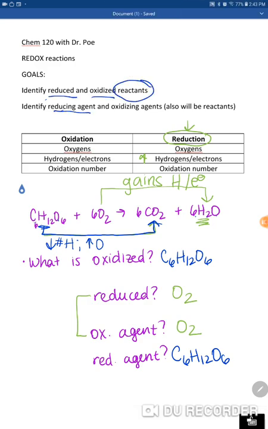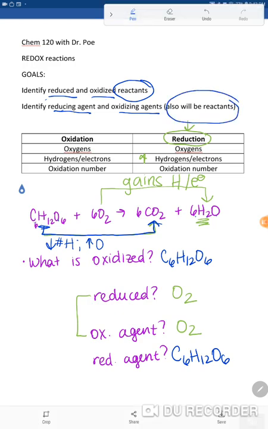As you can see, the answers to both of these questions, reduced and oxidized, and the reducing agent and oxidizing agent, are always going to be reactants. All of the answers are on the left-hand side, the reactant side of the equation. So this was a good example that helps you understand what's going on in these redox reactions.